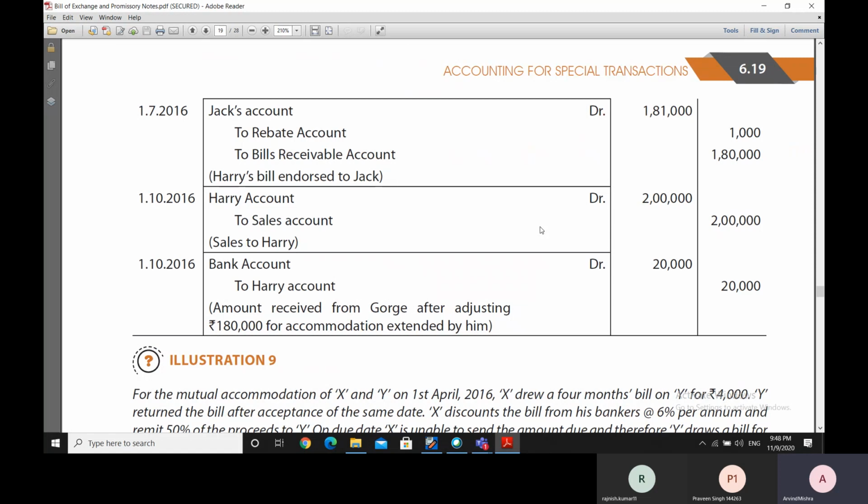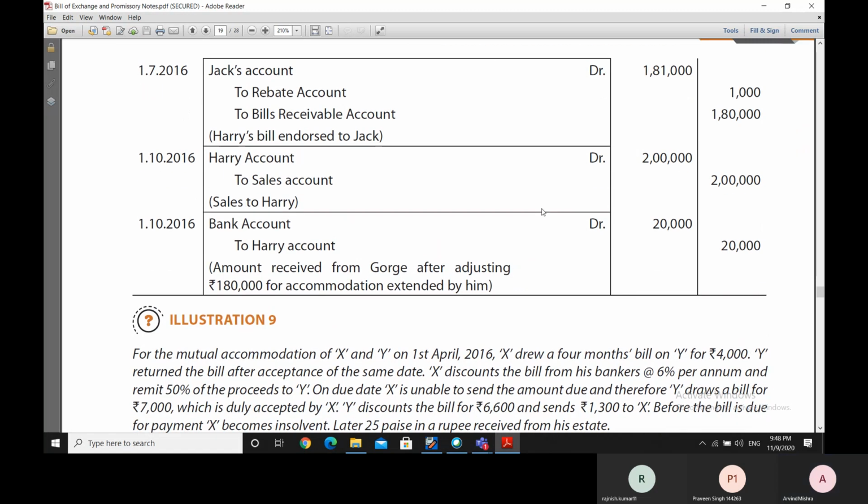Thereafter, Gorge has made a sale of 2 lakh rupees to Harry, and then we have an amount being received from George of 20,000 rupees after adjusting the 1,80,000 rupees for the accommodation that was extended by him.